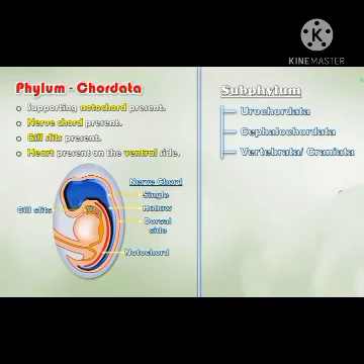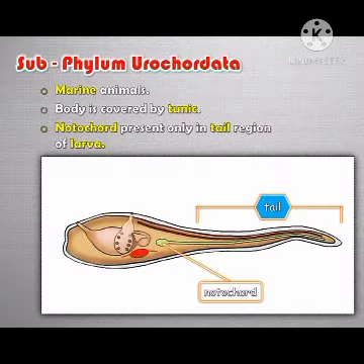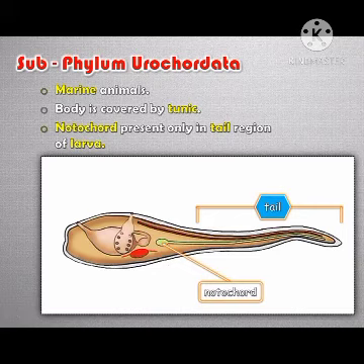It consists of three subphyla. First one, Urochordata. Second, Cephalochordata. Third, Vertebrata. Vertebrata is also known as Craniata. Let us study subphylum Urochordata. Uro means tail. Chordata means notochord. It means these organisms have notochord in the tail.